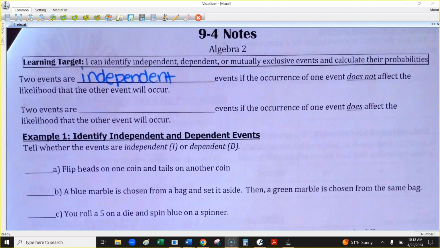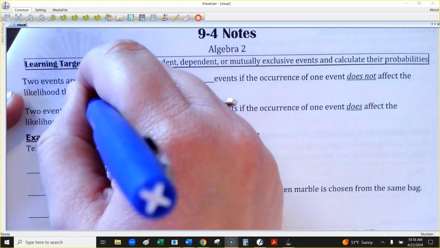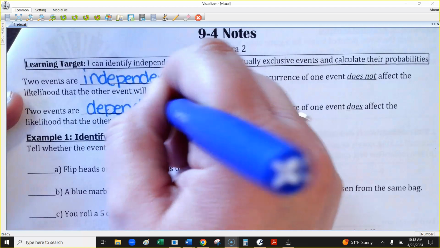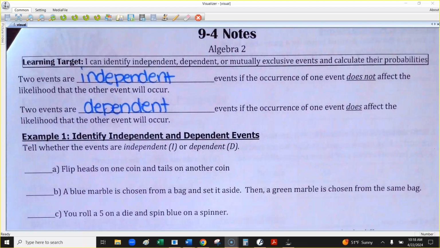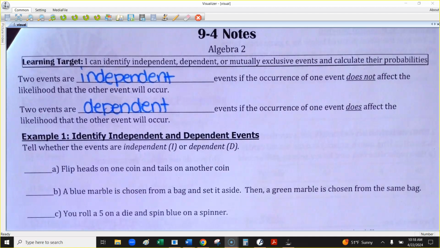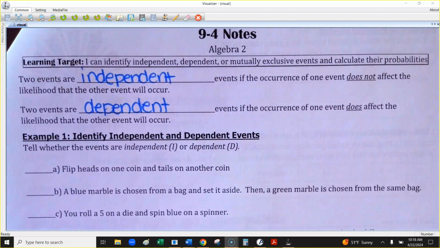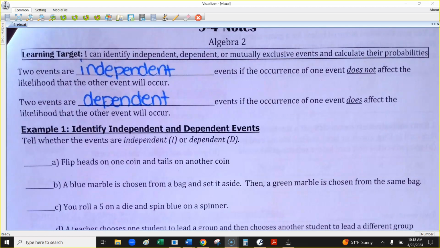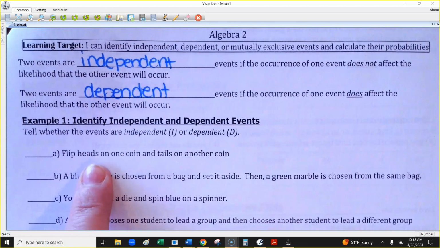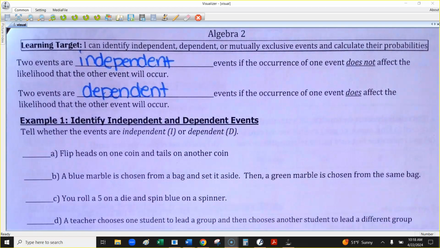And then two events are going to be considered dependent if the probability of one does affect, or somehow the first event does somehow affect the probability of the second event. Okay, so we're just going to get a couple scenarios here and just write I for independent or D for dependent. So this one says I'm going to flip heads on one coin and tails on a different coin.